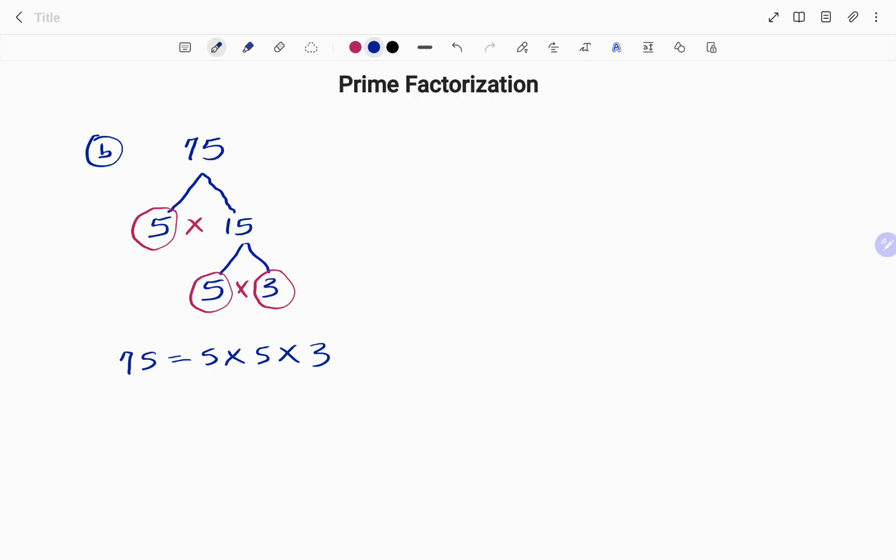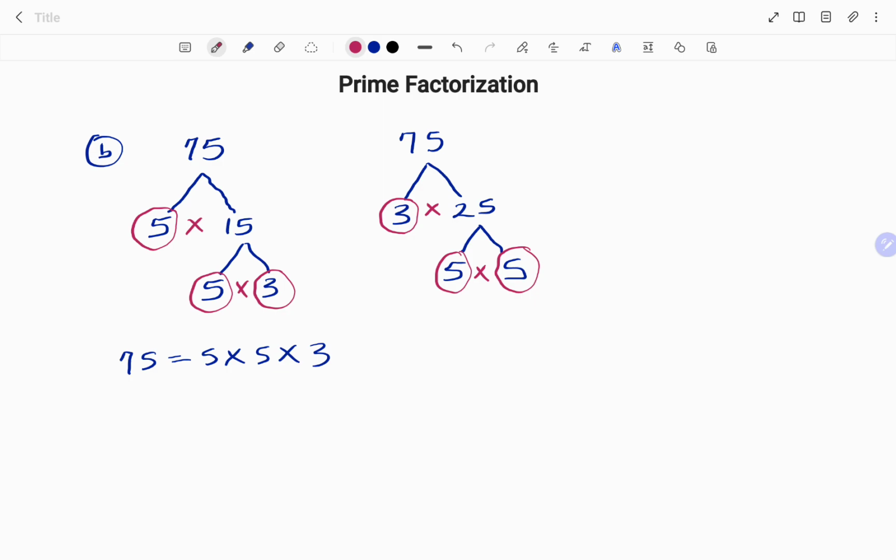If we break down using another set of factors, if we divide 75 by 3, we know that 3 times 25 is going to give us 75. 3 here is a prime. If we go ahead and break down our 25 into factors, we have 5 times 5 giving us 25. 5 here is a prime. 5 here is also a prime. And if you notice, we have the same prime factorization, which is 3 times 5 times 5.